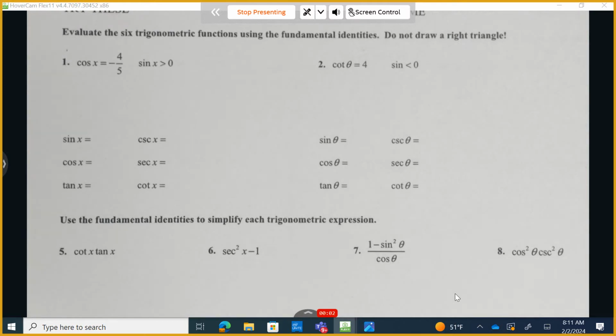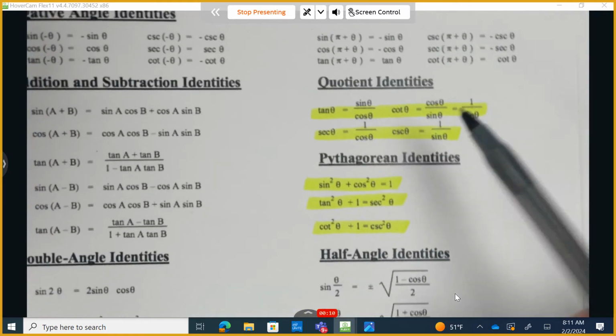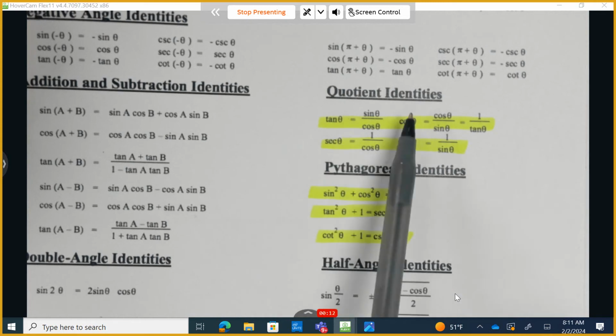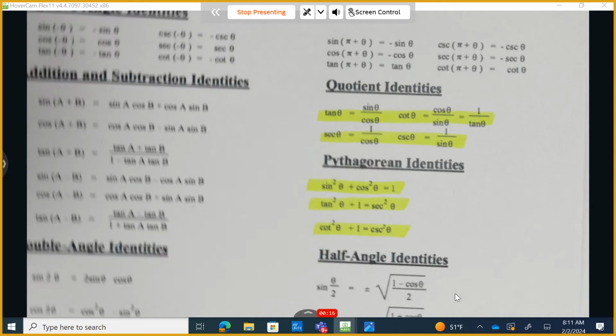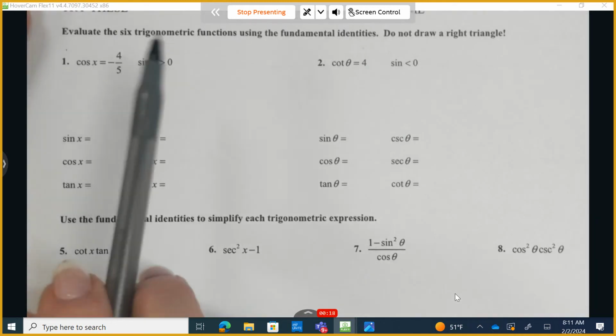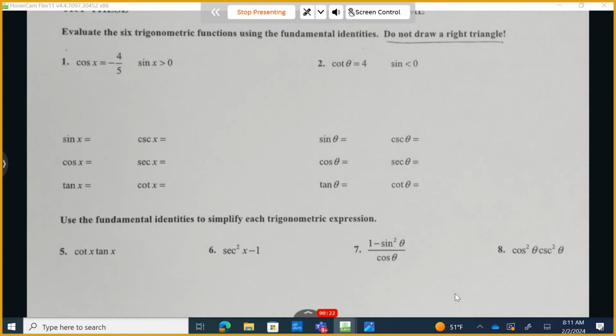Trigonometric functions using the fundamental identities. So our fundamental identities will be found on this piece of paper that was provided to you. And I'd like you to highlight both the primary functions and the secondary functions above, and then these identities. Okay, so the key here is, we do not want to draw a triangle. So how can we achieve this without drawing a triangle?